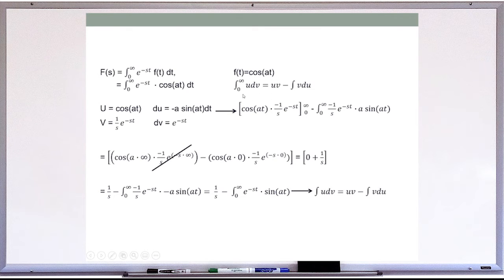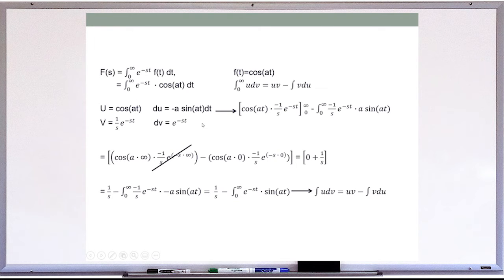So to use this formula, first we have to set these variables. We set u is equal to cosine a times t, and the derivative of u is equal to negative a sine a times t dt. And we also say that dv is equal to e to the negative st, and v, which is the integral of dv, is equal to negative 1 over s e to the negative s times t.